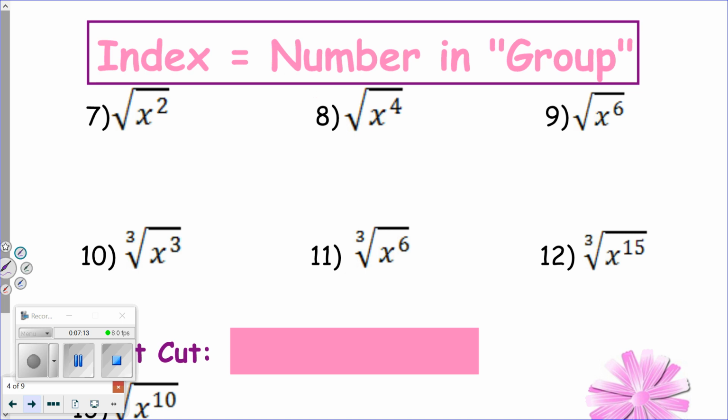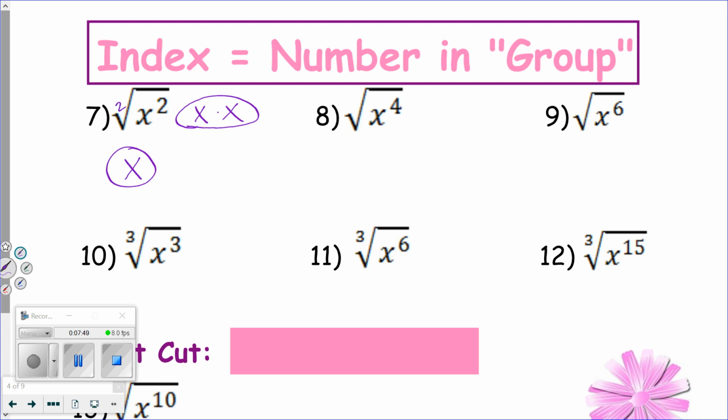All right. So the index, that tells you the number in the group, like I just told you, okay? So if I asked you for the square root of x squared, again, remember this is that unspoken 2 right here. What times itself gives me x squared? X. Just x. Or in other words, I have x squared underneath here. That means x times x. How many groups of 2 do we see? It's 1 group of 2.